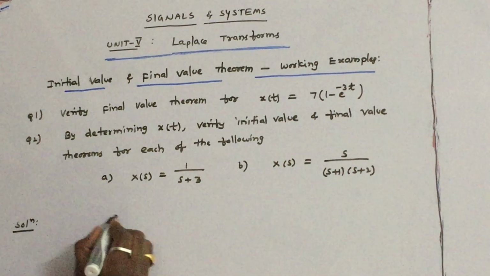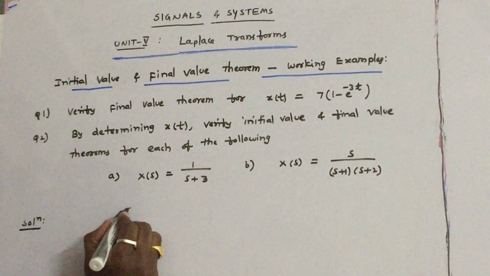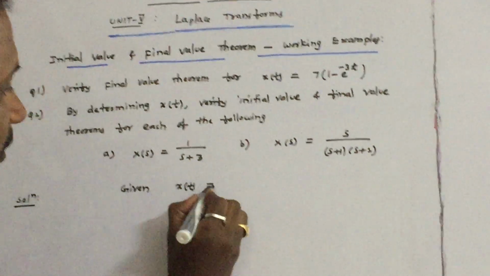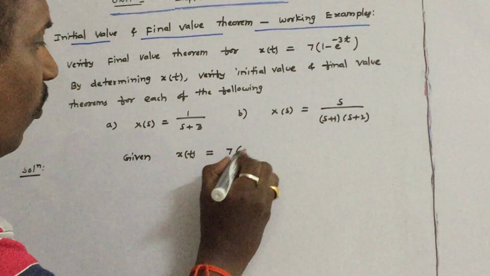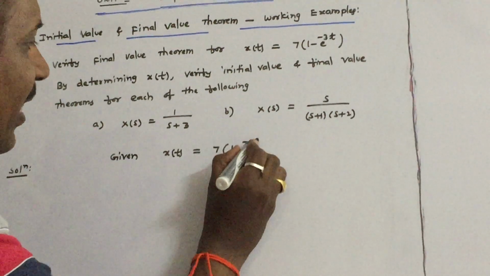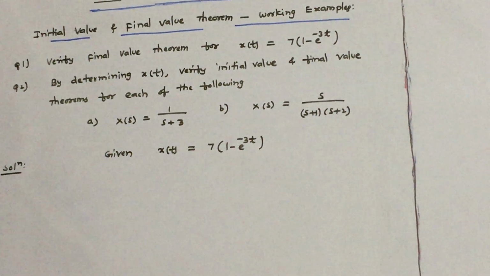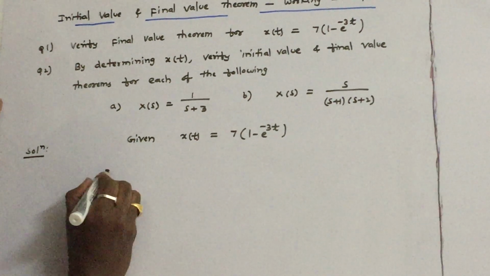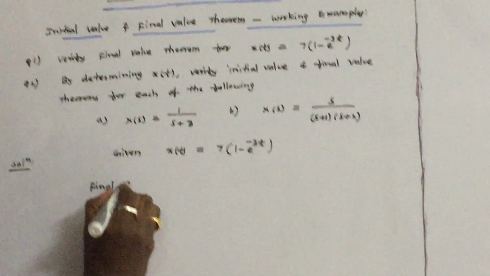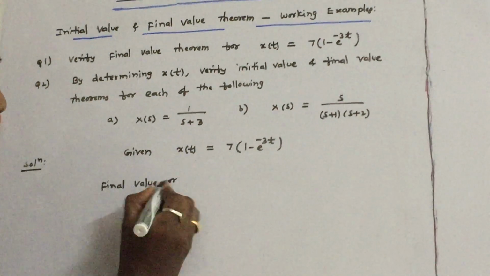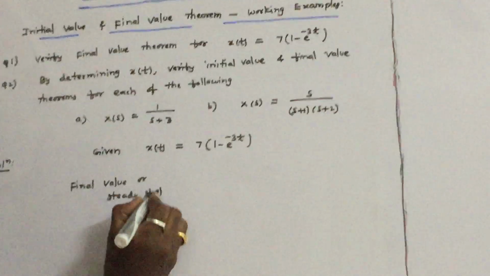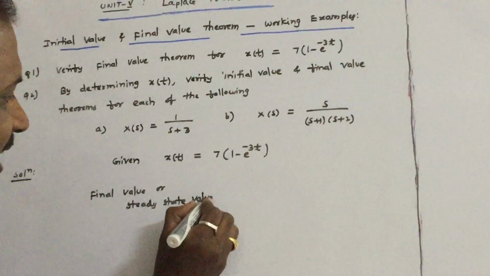What is the given question? Given x of t is equal to 7 into 1 minus e power minus 3t. So what is the final value? The final value, which is also called as steady state value. Remember that the final value is also called as steady state value.